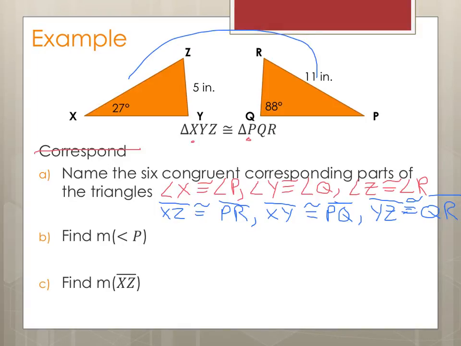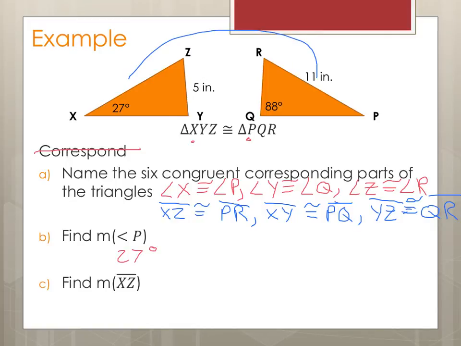Now we need to find the measurement of angle P. Okay, this M here means measurement. So we need to find the measurement of angle P. Well, since we know that for congruent triangles, the angles are going to be equal, that means P is going to be equal to the measurement of angle X over here, which is labeled as 27 degrees.